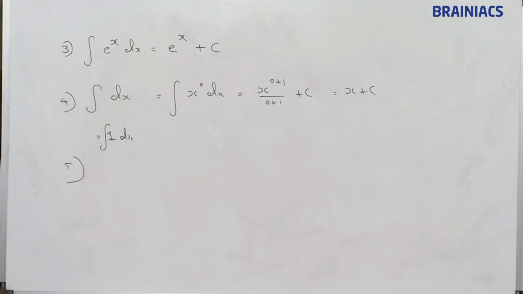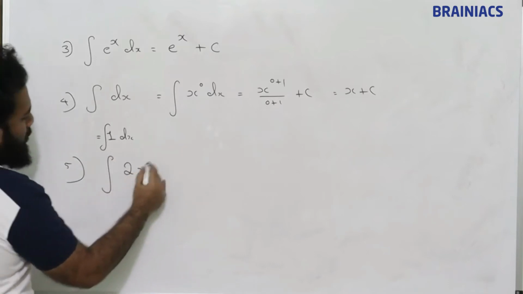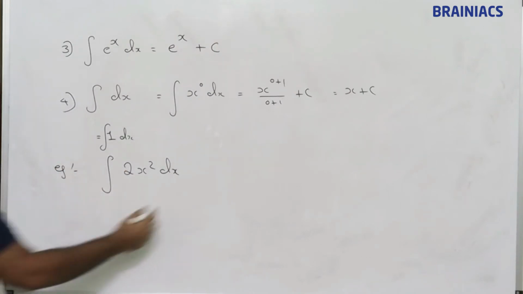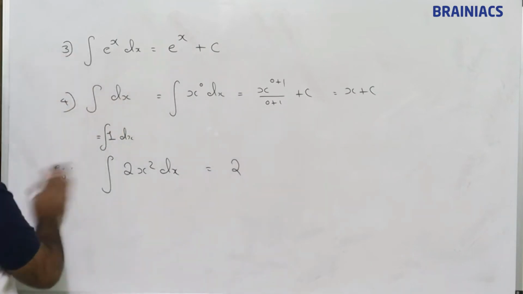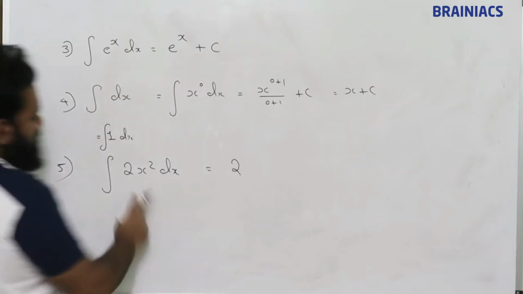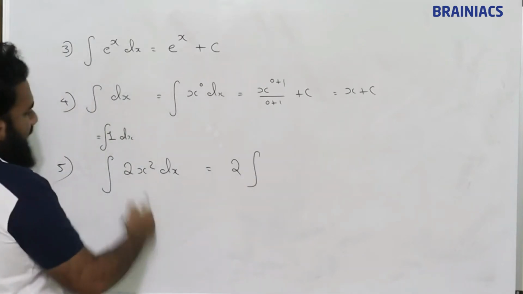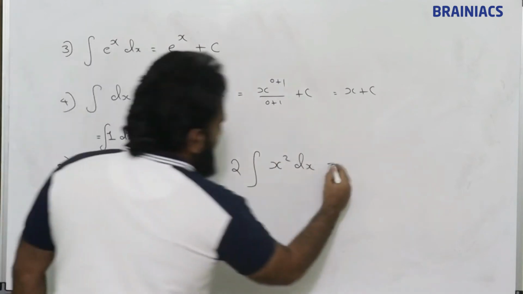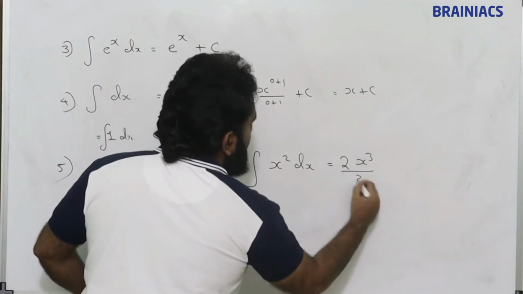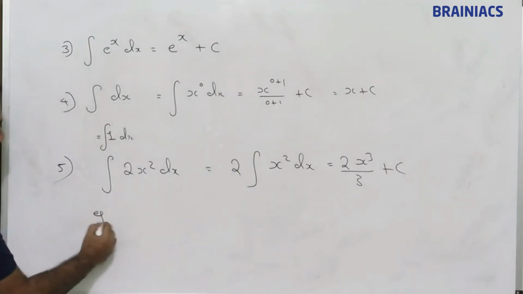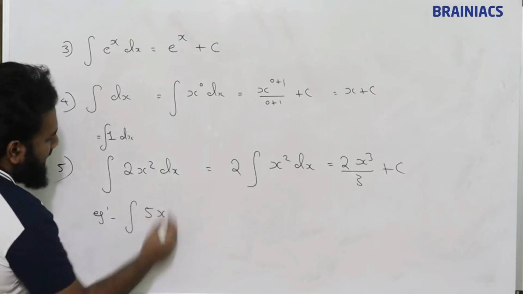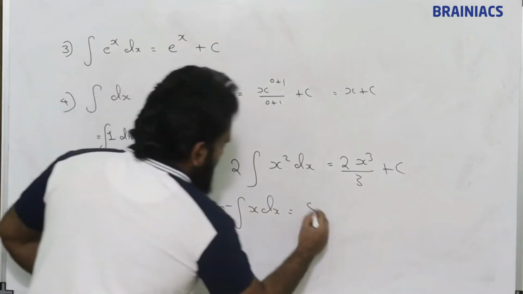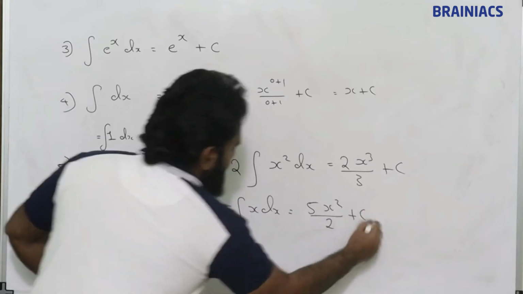Then integration of 2x square dx. This is an example of how we will solve them. Keep the 2 there as such. This also can be taken as a separate rule. No worries. Keep the 2 as such, and keep the integration on x square dx because x is the variable here. After that we will be able to do it normally: 2x cube by 3 plus c. Take another example. Integration of 5x dx. Take 5 outside. Integration of x dx, again keep 5, x square by 2 plus c. This is how we need to do.